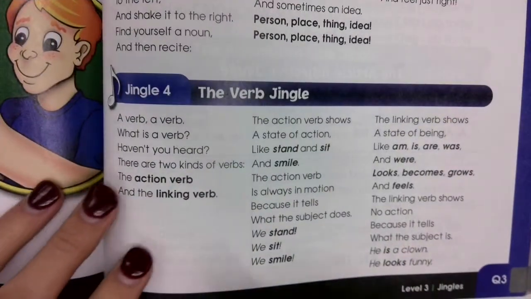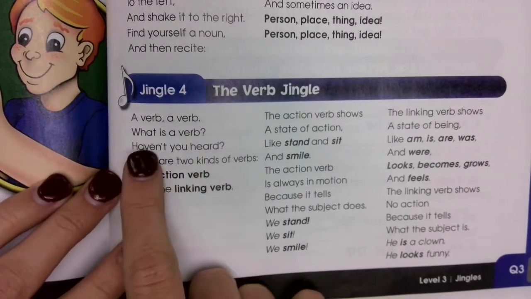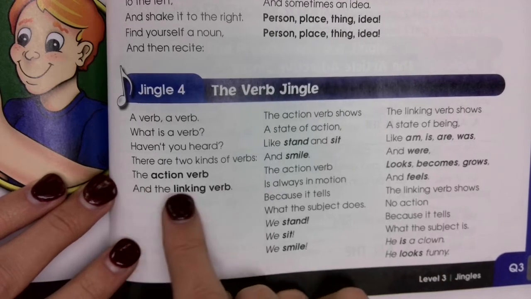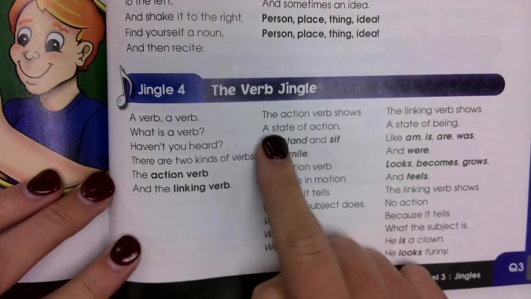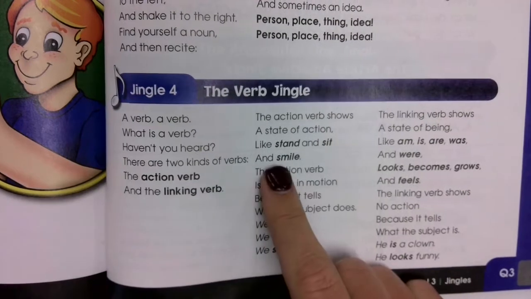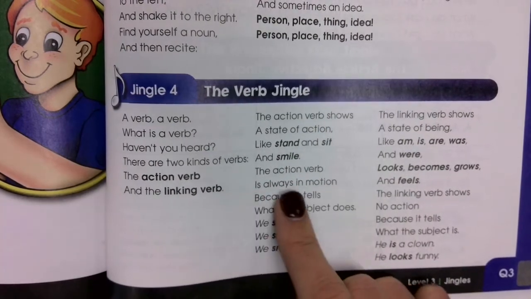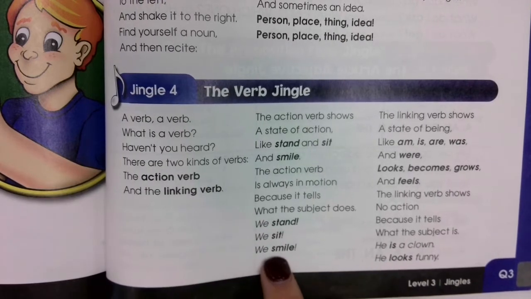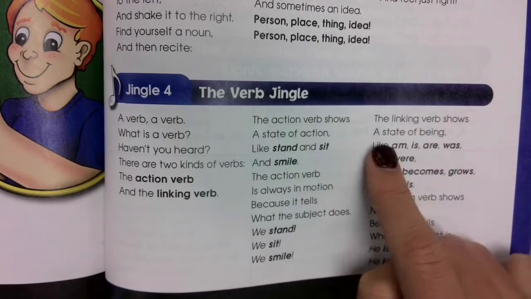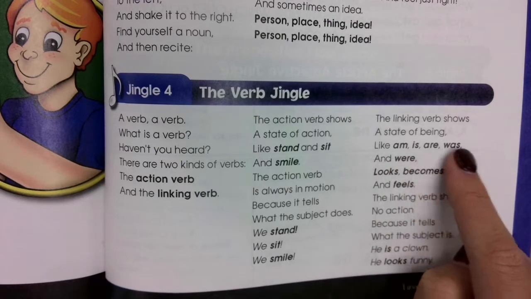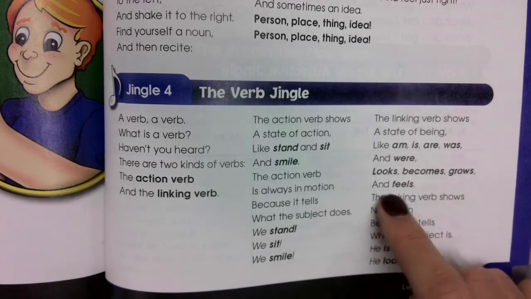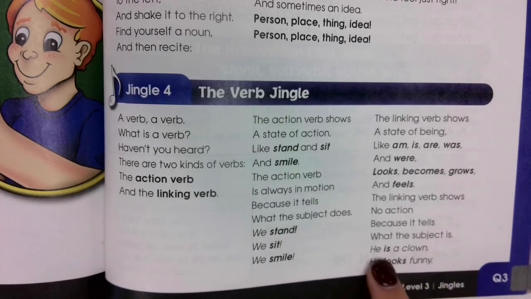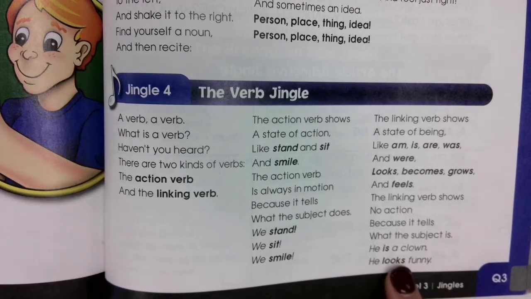Jingle 4, the verb jingle. A verb, what is a verb? Haven't you heard? There are two kinds of verbs, the action verb and the linking verb. The action verb shows a state of action, like stand and sit and smile. The action verb is always in motion because it tells what the subject does. We stand, we sit, we smile. The linking verb shows a state of being, like am, is, are, was, and were. Looks, becomes, grows, and feels. The linking verb shows no action because it tells what the subject is. He is a clown. He looks funny.